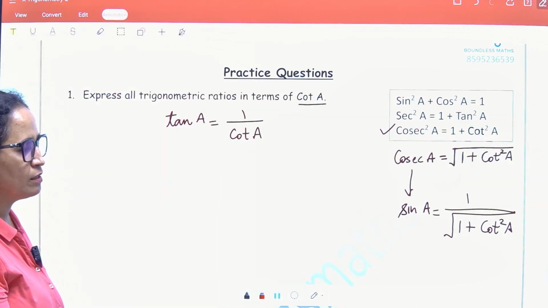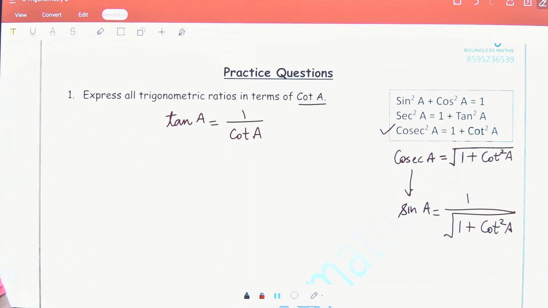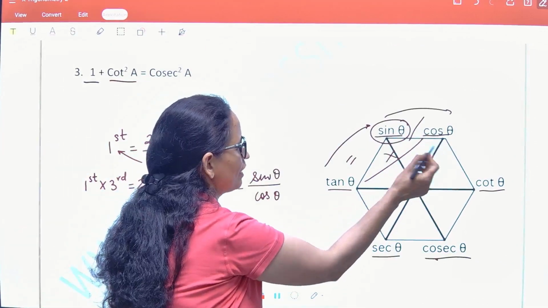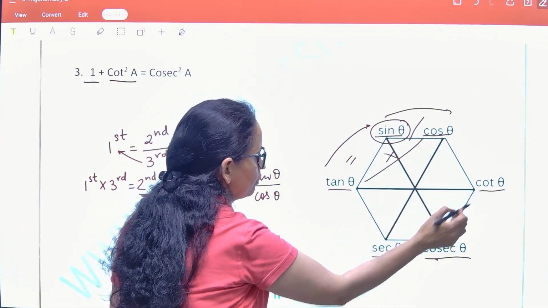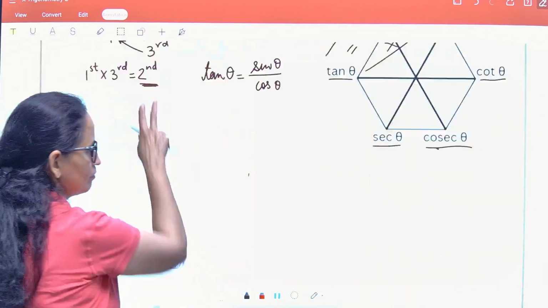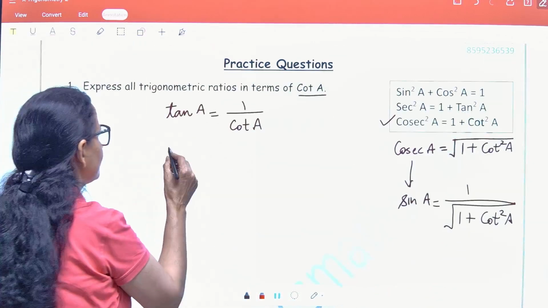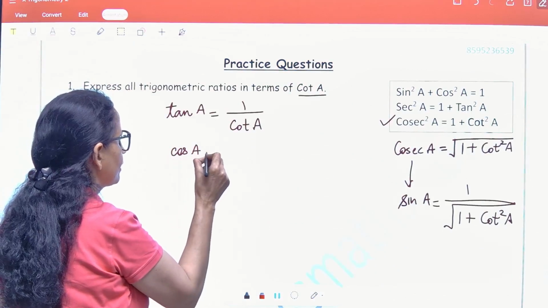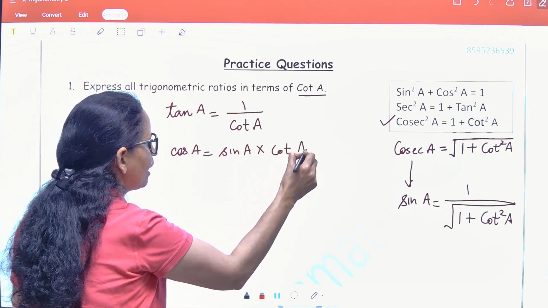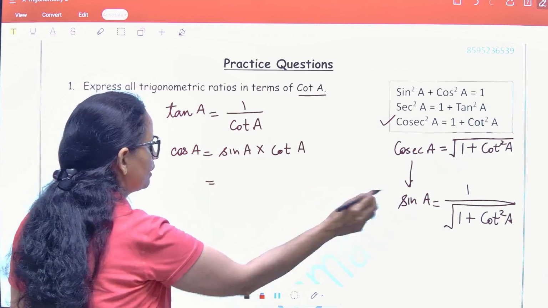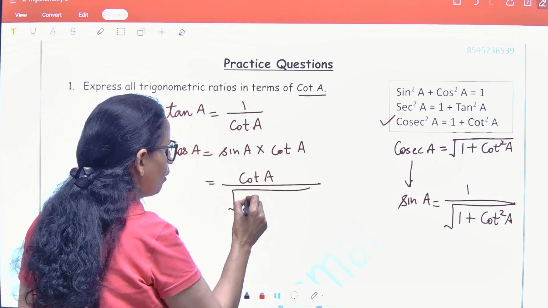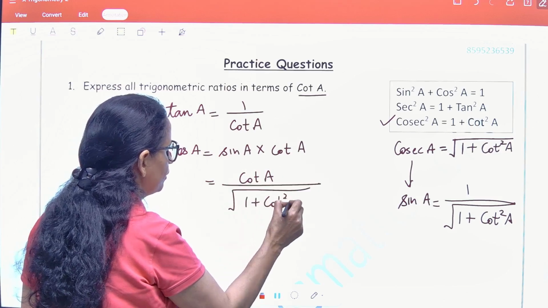Now I need to find cos A and sec A. Let's look at the hexagon. How can I find cos A? By multiplying sine and cot. Cos A is sine A multiplied by cot A. Yes? So cos A is sine A multiplied by cot A. I already have sine A in terms of cot A, and if I multiply it by cot A, I get cot A upon square root of 1 plus cot square A.